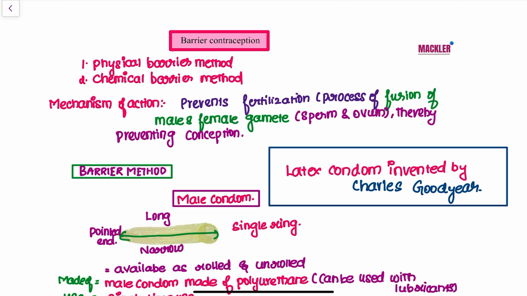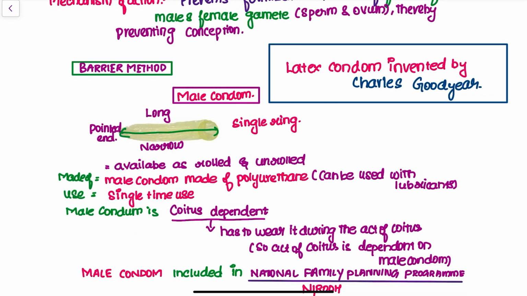Clear? The function of barrier contraception is to prevent this fertilization. How does it prevent fertilization? It acts as a barrier between the male and the female gamete. Once there is a barrier between them, they can never fuse. Once they do not fuse, there is no fertilization and no implantation, and therefore the couple is going to have no conception. That is the major use of barrier contraception. We are going to discuss the male and the female condoms in detail in this module. Clear? So let's start with the male condom.